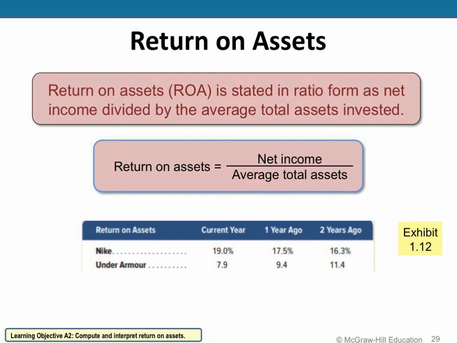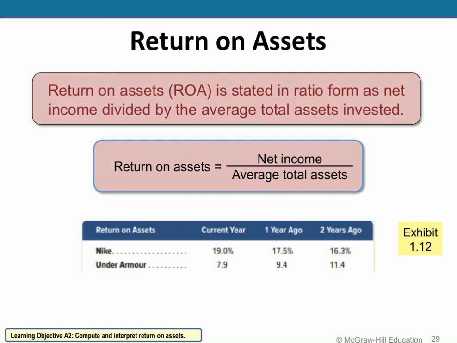And here, just as an example, we've got Nike, who currently has a 19% return on assets, which is going to be better than the 17.5% and 16.3% it was in the previous year and 2 years ago. And we've got Under Armour, which is at 7.9%, which is a little worse than it was a year ago and even worse than it was 2 years ago.